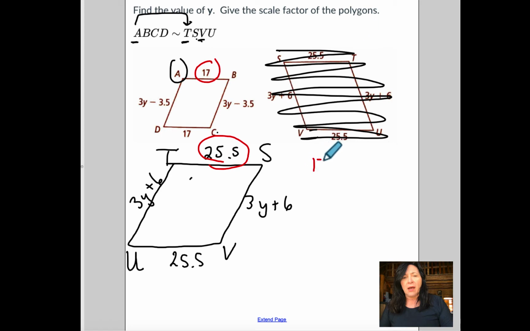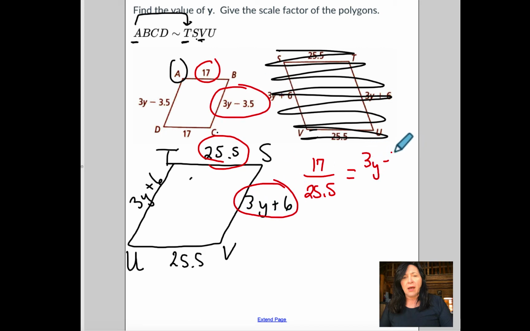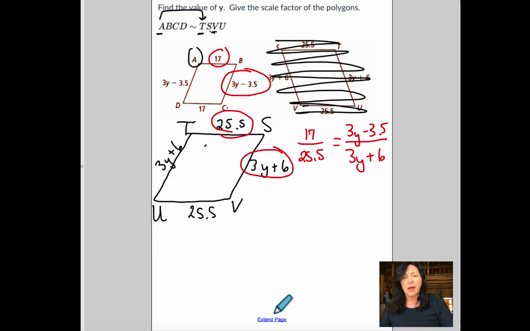So I'm going to go 17 is to 25.5 as, now I'm trying to find y, so I can say as this side is to this side. So I'm going to go 3y minus 3.5 is to 3y plus 6. And so now I'm going to cross multiply, and I'm going to say 17 times 3y plus 6. So I'm going to go this right here times this is equal to the other side.